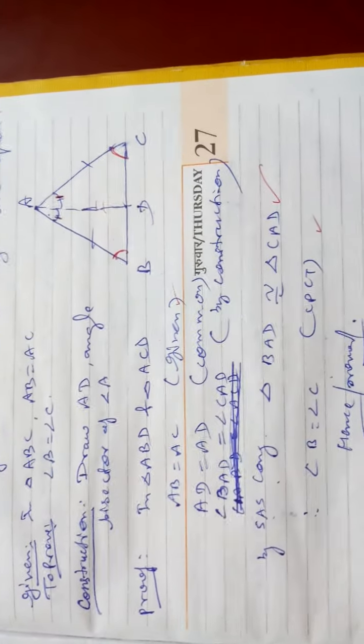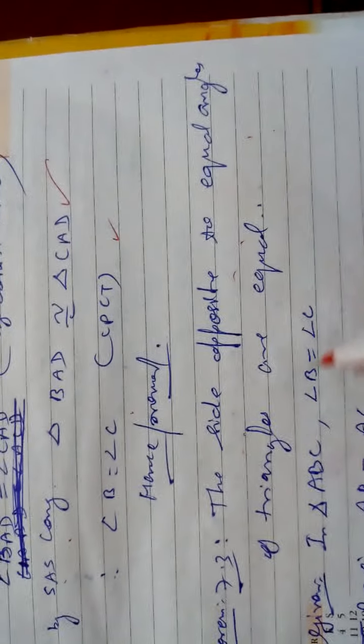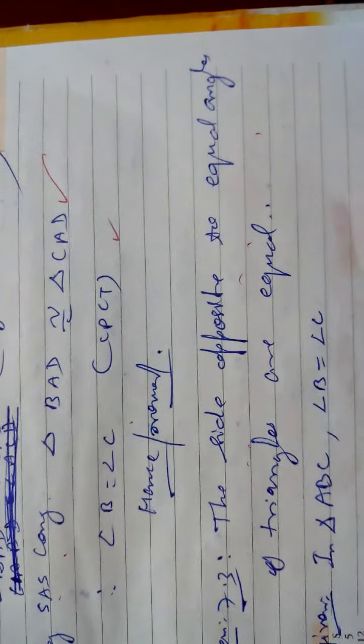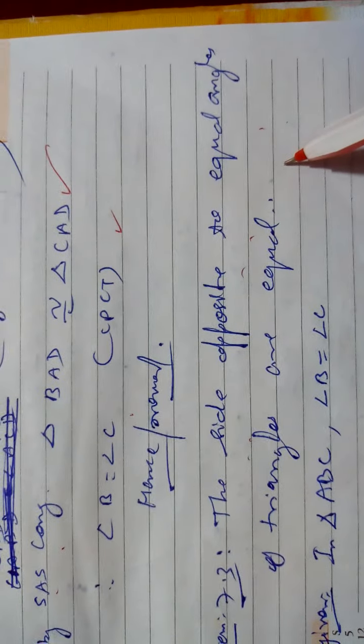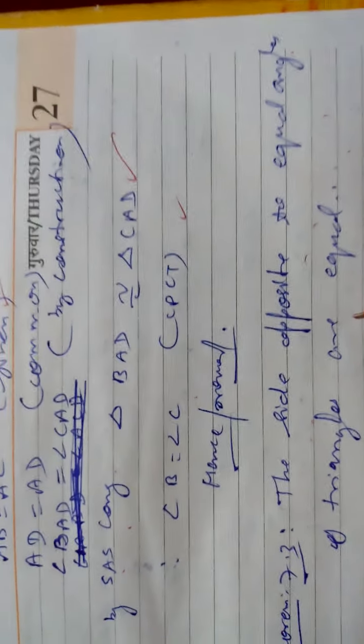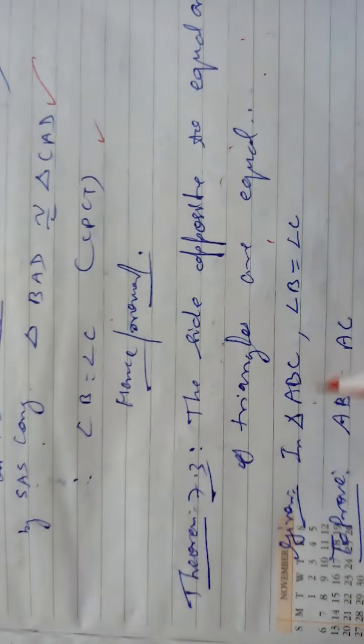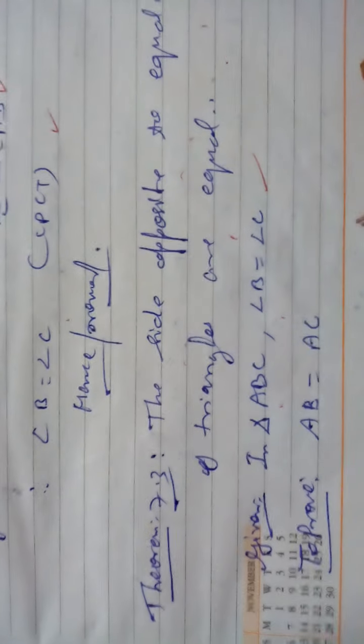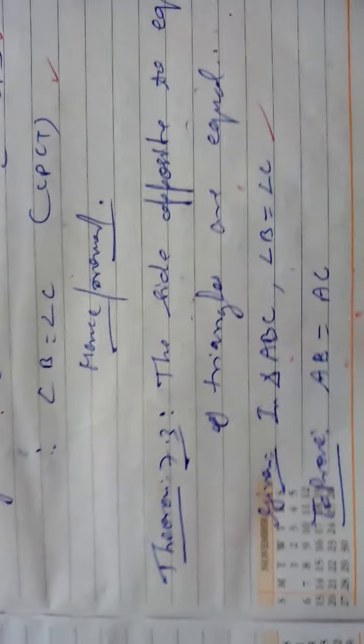The next theorem is just the converse of this theorem. Here the sides were equal, now the angles are given equal. In a triangle ABC, the sides opposite to equal angles of a triangle are equal. If angles are equal, then the sides will also be equal. It is the converse of the previous theorem.